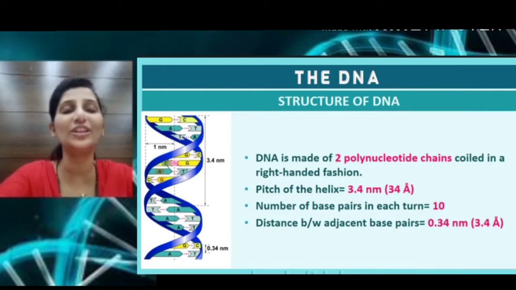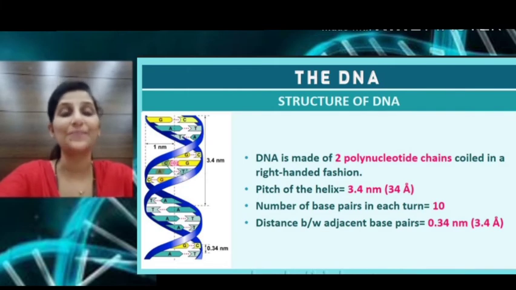So how many polynucleotide chains are present in DNA? There are two polynucleotide chains present in DNA, and they are coiled around each other in a right-handed fashion, that is towards the right-hand side. And the pitch of the helix, what do you mean by pitch? The turn that the helix makes. The pitch of the helix is 3.4 nanometers, or 34 angstroms.